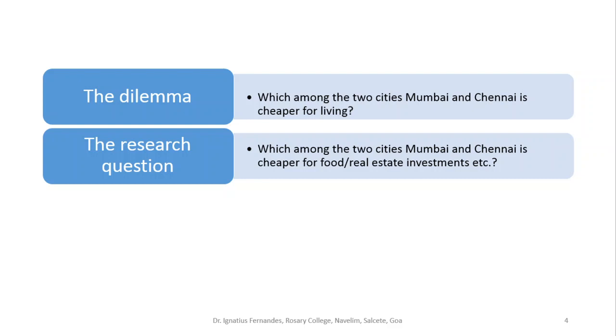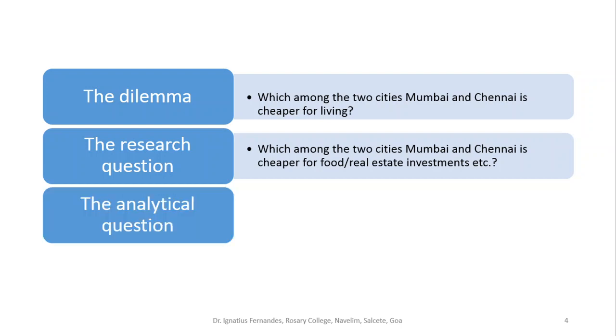The question will be, which among the two cities, Mumbai and Chennai, is cheaper for food, real estate, investments, etc. Okay, so this becomes your research question. Then once this research question is ready, you analyze this question based on some sub questions, okay? And they will be in line with your analysis.